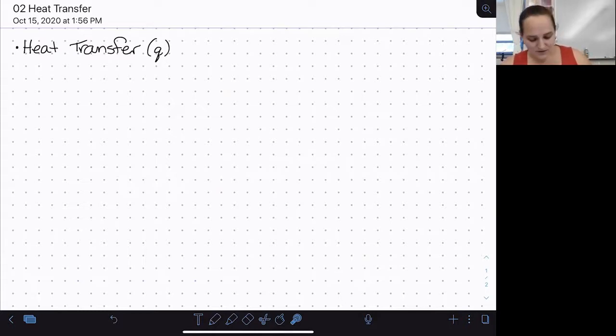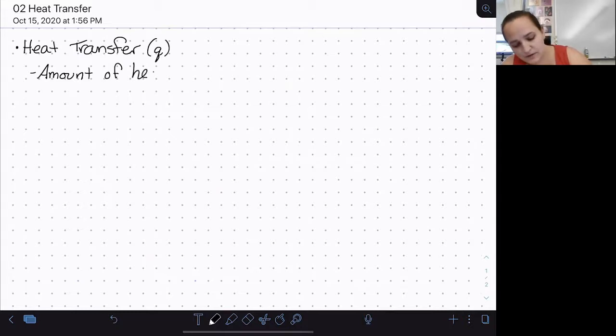And the first thing that's important to recognize is that when heat energy is transferred, the effect is not always the same. So the same amount of heat can be transferred and result in a different amount of temperature change. So the amount of heat required to cause a particular temperature change is going to vary by substance.